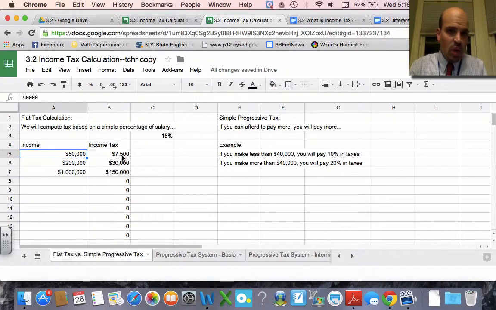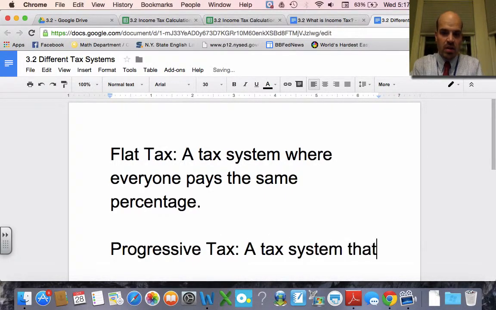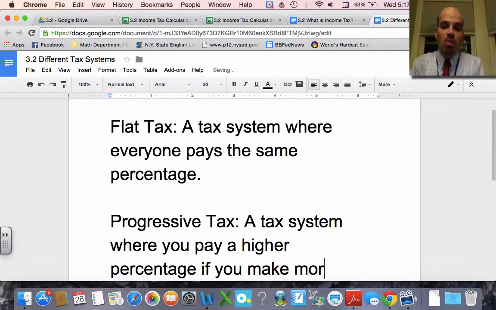Now, some people don't like this system, because the person paying $50,000 has to pay the same proportion of his or her income as the person paying $1 million. And if I look, the $1 million person pays $150,000 in taxes, but has a lot more left over than the person making $50,000. So what some people have said is we're going to do a simple progressive tax. A progressive tax is a tax system where you pay a higher percentage if you make more money.